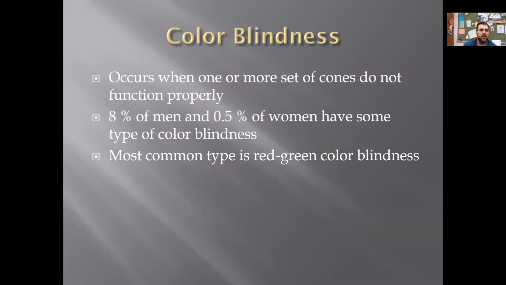8% of men and only 0.5% of women have some type of color blindness. The reason this occurs is because men have an X and a Y chromosome. The X is the female and the Y the male chromosome. So men are XY. Females are XX. They have two X chromosomes. Men are more likely to be colorblind because color blindness is a recessive trait, but it only appears on the Y chromosome, so it's going to be on there a lot more often. The most common type is red-green color blindness.